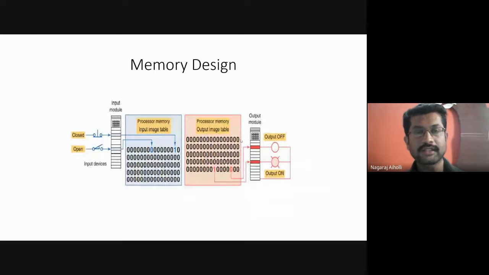This is the input image table, wherein the closed condition is indicated by a 1 stored in the input image table, the processor memory. Then the open switch is indicated by a 0. Similarly, for the output module, turning on the LED is indicated by a 1 stored here, and the off state of the LED, when it is not glowing, is indicated by storing a 0 in the processor memory output image table. This is the memory design, how the memory is designed in PLCs.